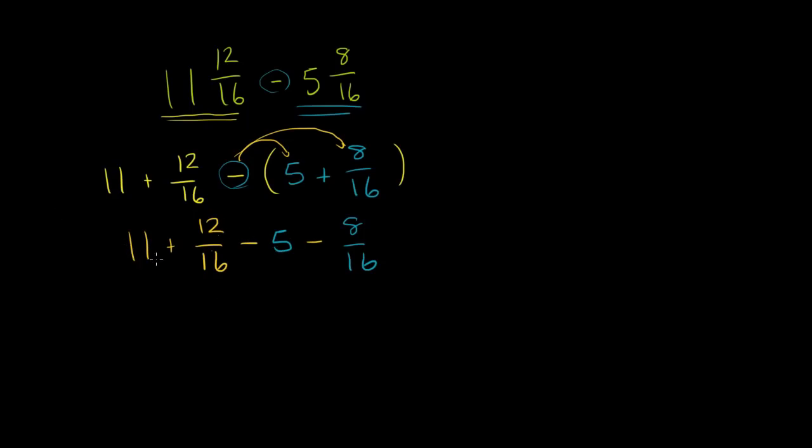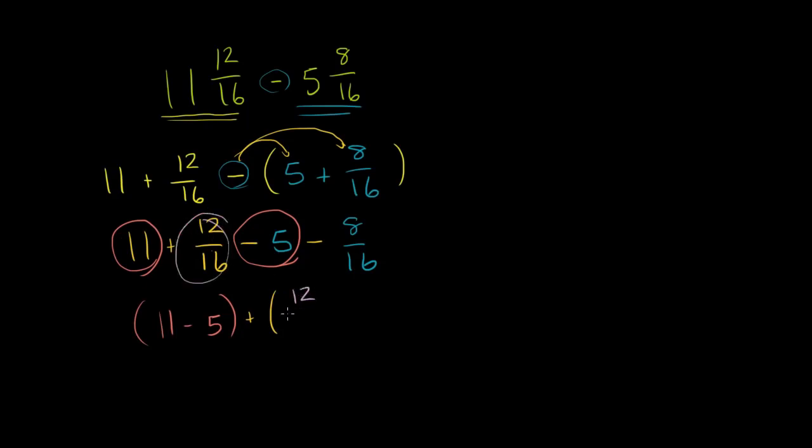And then I like to do the whole number part separately and then the fractional part separately. So let's do the whole number parts. We have 11 minus 5. I'll write it here. 11 minus 5. We'll do that part. That's the whole number part. And then we have plus 12/16. Let me do this in pink maybe. Plus 12/16 minus 8 over 16. And 11 minus 5 is 6.